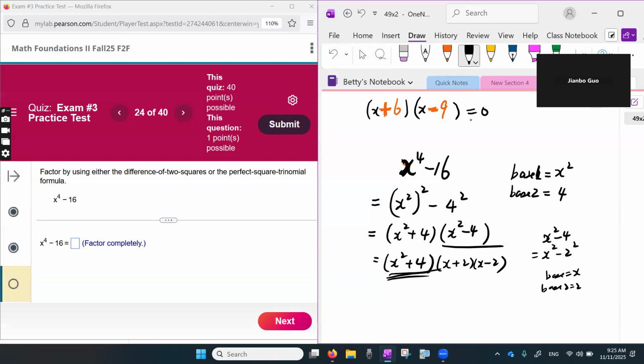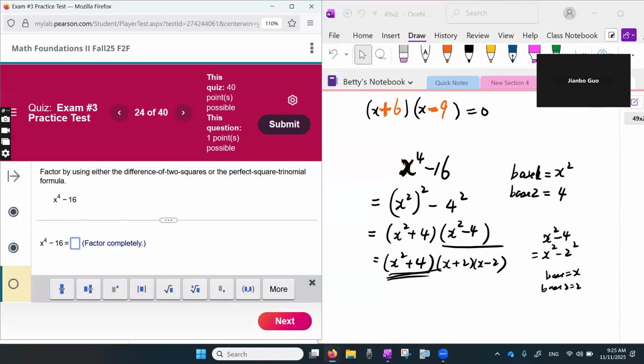Not factorable. We mentioned in the class, I have a slide, a table that tells you a sum of two squares is prime, right? Unless there's a GCF that can be factored out. But x squared plus 4, there's no GCF. GCF is 1. So this part is prime. The result is going to be a multiplication of three factors. Okay, 3 factors. The first factor, x squared plus 4.